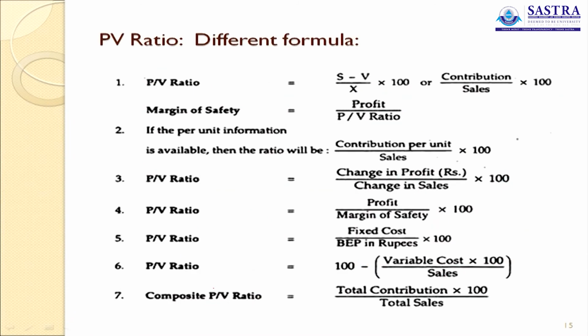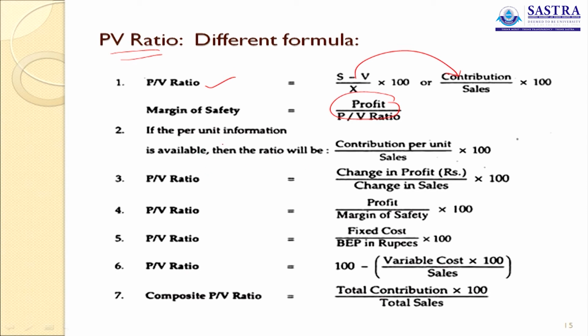So these are all the different formulas we are going to use to calculate PV ratio. PV ratio equals sales minus variable cost, and sales minus variable cost is contribution, so contribution to sales into 100. Margin of safety equals profit to PV ratio. This is one more area we will discuss later. Here your focus will be only on PV ratio.